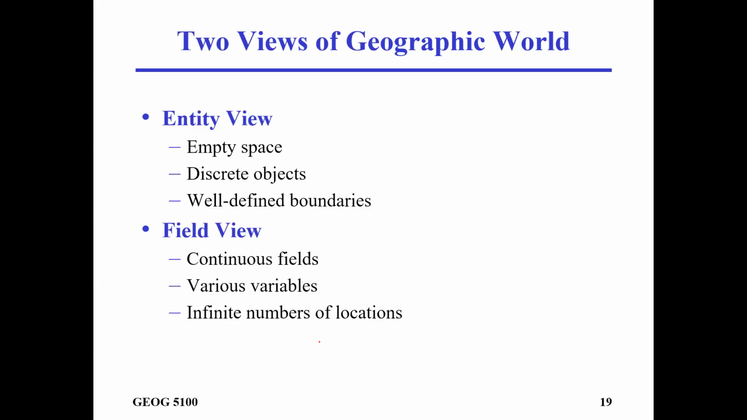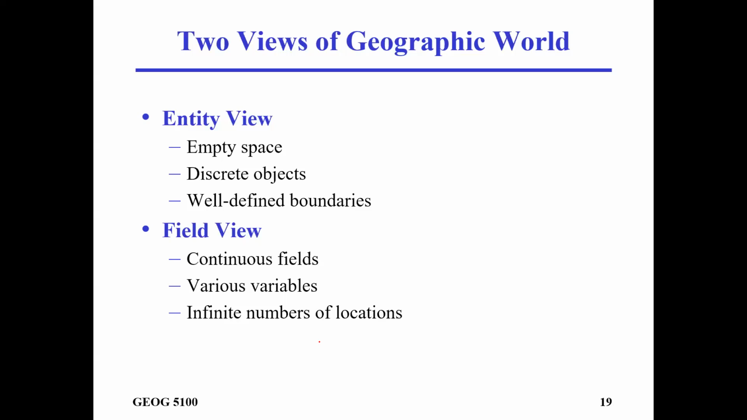And the second view is called field view. We consider the space, we use another word: the space is occupied by continuous fields. A field can be a square, can be something with different shapes, but the space is continuous and it's not occupied by discrete objects. It's occupied by fields. These fields are adjacent to each other, so together they form the whole space.